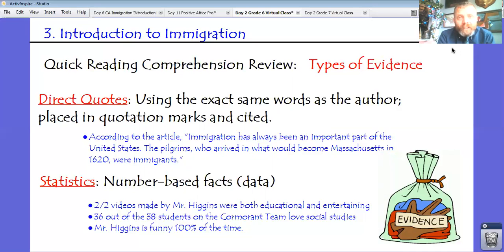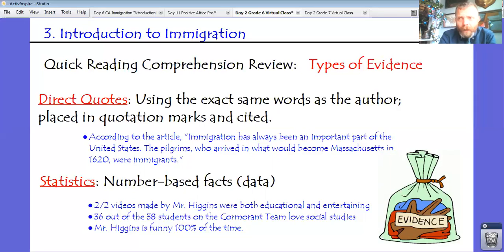But remember, just because there's a date or a number in there doesn't mean that it's a statistic. Dates, for example, are not statistics. When it said the Pilgrims arrived in 1620, that's not a statistic. If it said that 50% of the Pilgrims died on the trek across the Atlantic, that would be a statistic. I don't know if that's true, by the way.